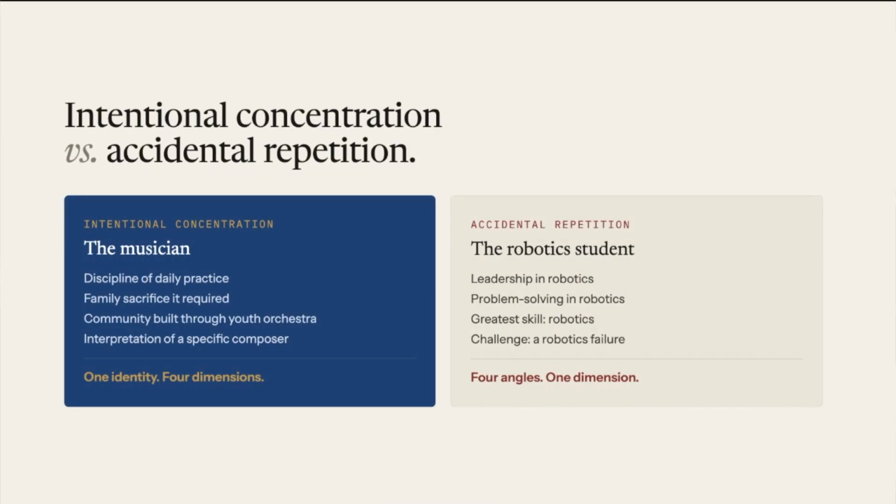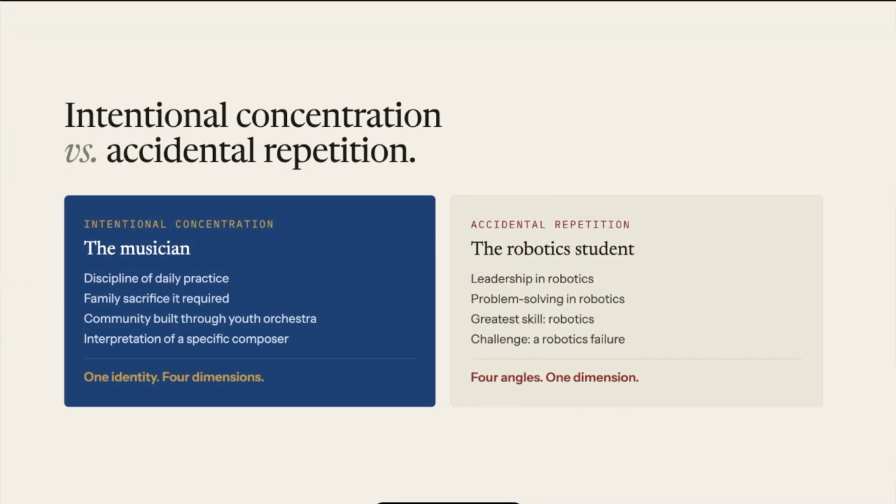Intentional concentration is the musician whose 4 PIQs cover the discipline of daily practice, the family sacrifice their pursuit required, the community they built through youth orchestra, and their creative interpretation of a specific composer. Same central identity, 4 different dimensions. Accidental repetition is the robotics student I described at the start. The one who wrote 4 different angles on robotics because that's what he was most involved in. Not because he had thought about which dimensions of himself the UCs wanted to see.